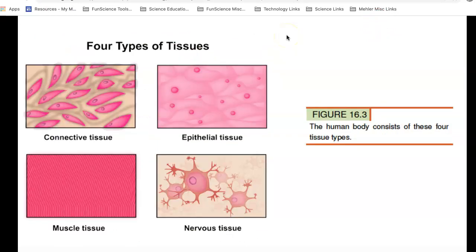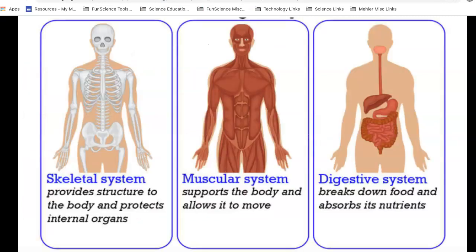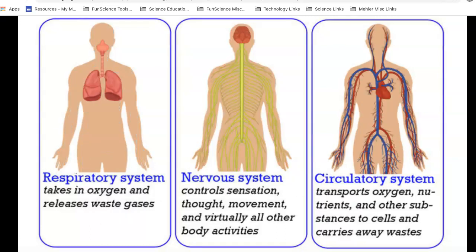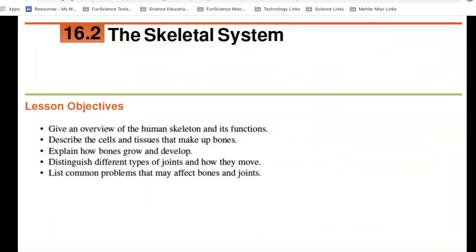There are four types of tissue in the human body: connective tissue, epithelial tissue, muscle tissue, and nervous tissue. In this chapter, we're going to take a look at the skeletal system, which provides structure and shape to the human body. You look the way you look because of your skeletal system and your face. There's the muscular system, which supports and allows us to move. A little later on, we'll look at the digestive system. There's also the respiratory system, how we get oxygen into every one of our cells. The nervous system, how the body communicates within itself. And the circulatory system that moves the oxygen and the red blood cells to every cell in the body.